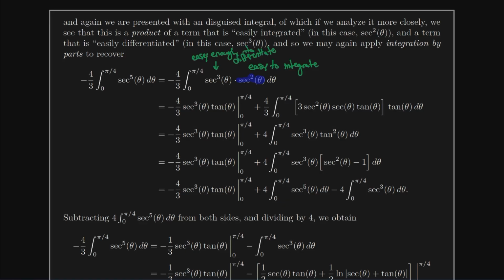It's not easy to differentiate secant cube, but it's just a chain rule, right? You're going to get a 3 that comes out front, and then secant squared times the derivative of secant, which will be a secant tangent. So that's what we see here, right? 3 secant squared times secant tangent. That's the derivative of that secant cube term. But of course, the antiderivative of secant squared is, again, just tangent.